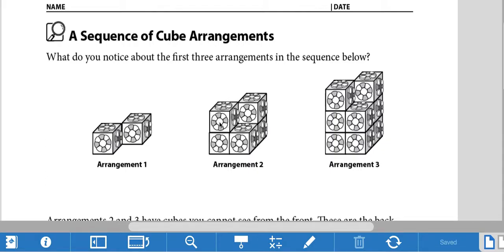So I can see that there's 1, 2, 3, 4, 5, but there is one that is hidden in the back. So it's down, it's behind this one, like diagonal from it. So then this one would actually be 1, 2, 3, 4, 5, but there's a 6th one in the back. So this one's 1, 2, 3, 4, 5, 6, 7, 8. But I can tell by looking here that there's not one on the top, but there are 2 in the back. So then this would be 10.